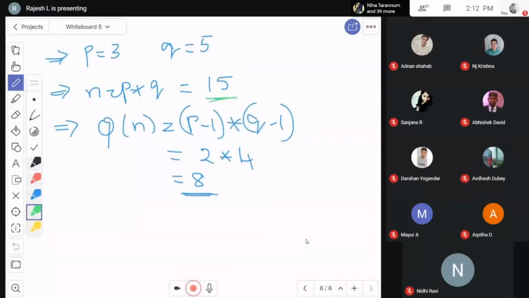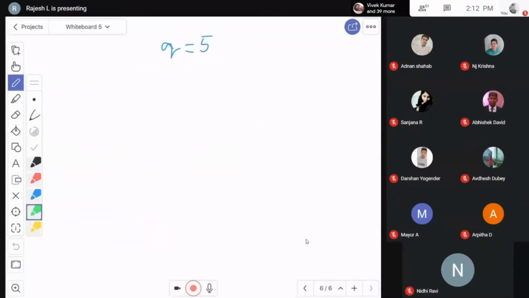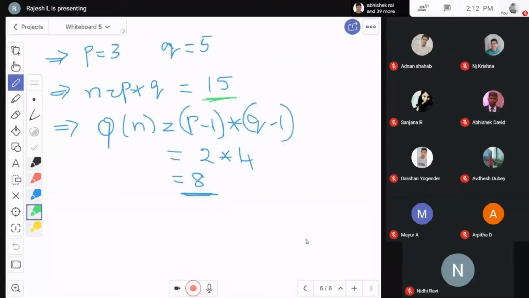Now I think it is very clear to you. Look at the previous example. What is phi of 15? You got 8 values. Yes, the same values that we are assigning here. Phi of n, where n is 15, gives 8 values. (P minus 1) into (Q minus 1) will give you 8 values.